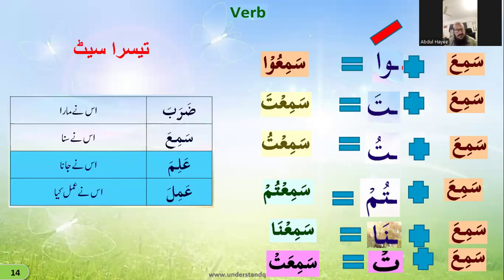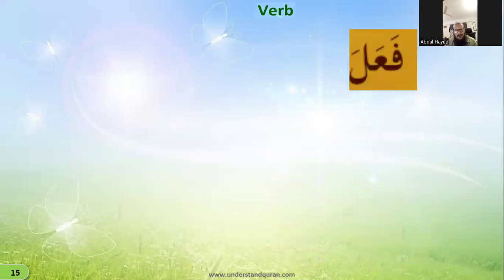In this set, we have daraba, he hit. Sami'a, he listened. 'Alima, he knew. 'Amila, he did or he acted. So this is the fa'ila pattern. How did I make the table? I just attached these.